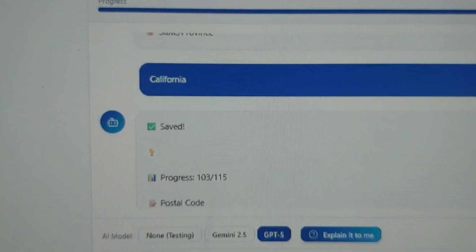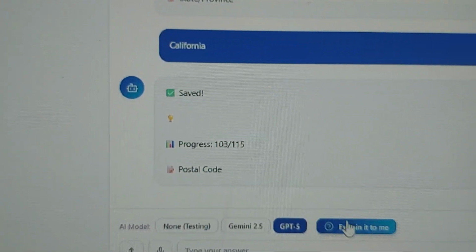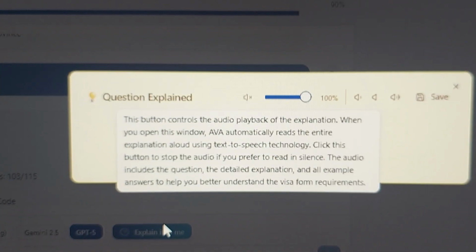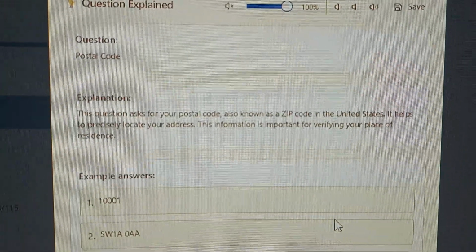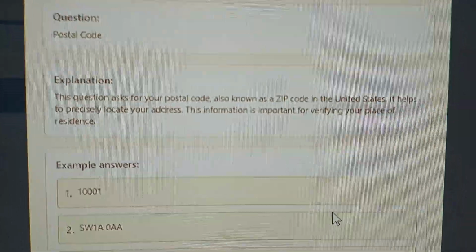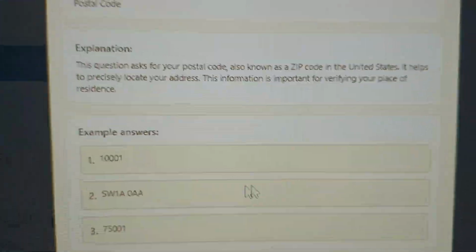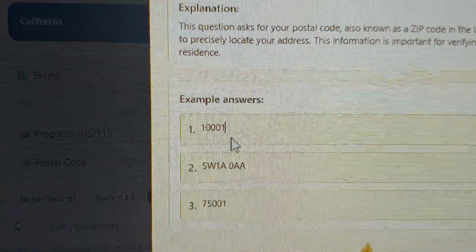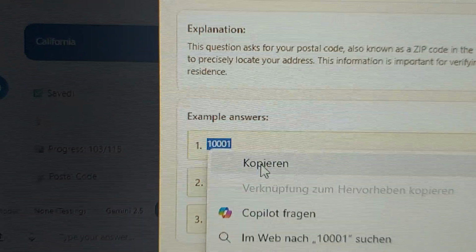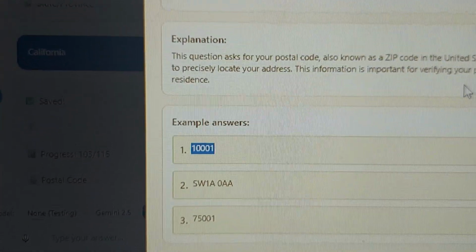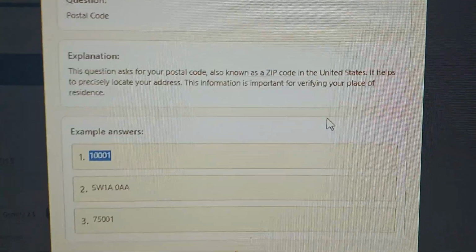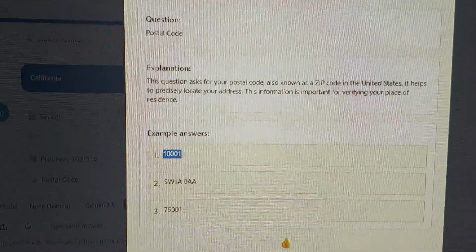Postal code. Question: postal code. Explanation: this question asks for your postal code, also known as a zip code in the United States. It helps to precisely locate your address. This information is important for verifying your place of residence. Example answers: 10001.